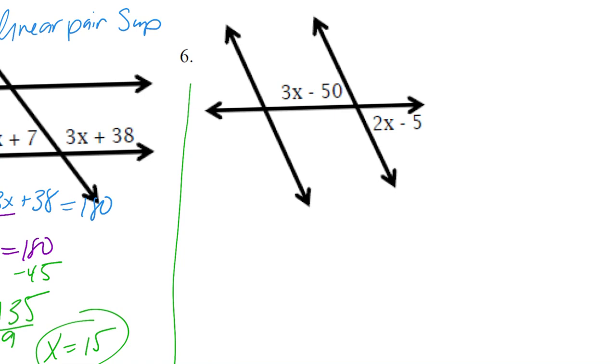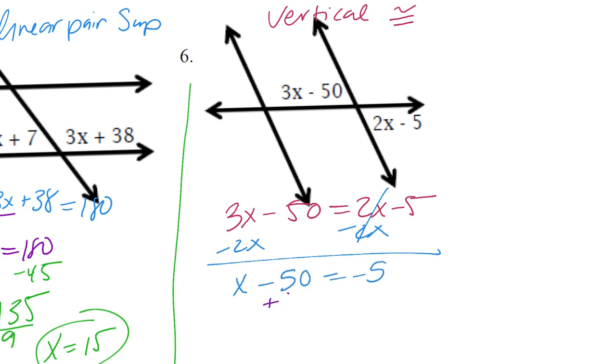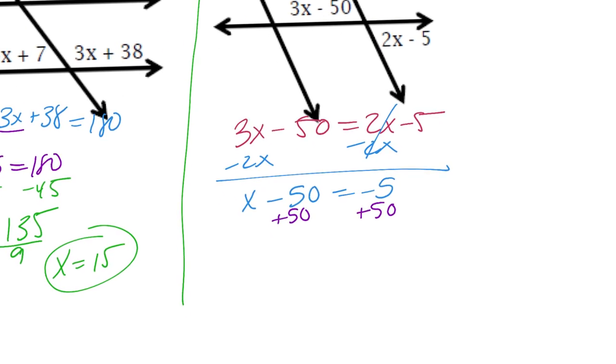All right, looking at the last one. These are going to be vertical angles, and that means they are congruent. So we set them equal to each other and solve. And it's okay if you do these solving steps in a different order. As long as you're getting the same answer, it means you are still doing it correctly. And 45 is my answer.